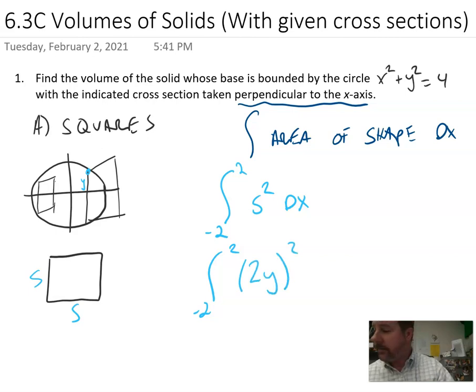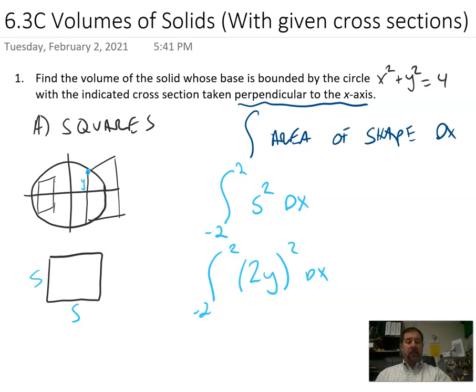Squared dx. Does that make sense? Y is the amount we go up from the x-axis. Does that make sense? You guys can answer me. Y is the amount we go up from the x-axis, so that is the y coordinate.